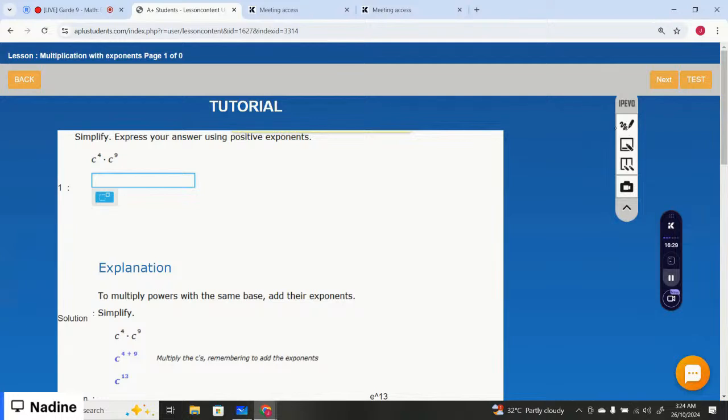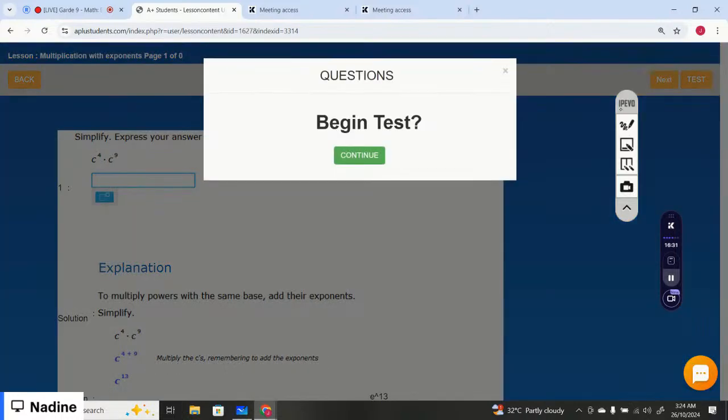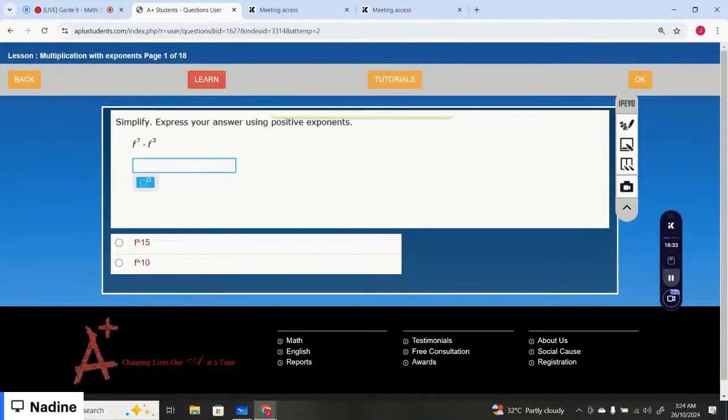Let's just start with the test questions. So the bases are same. You are going to add the exponents. The first one is f exponent 7 times f exponent 3. So which is the correct option? The bases are same, so you need to add their exponents. So that would be 7 plus 3 is 10. The correct option is f exponent 10.